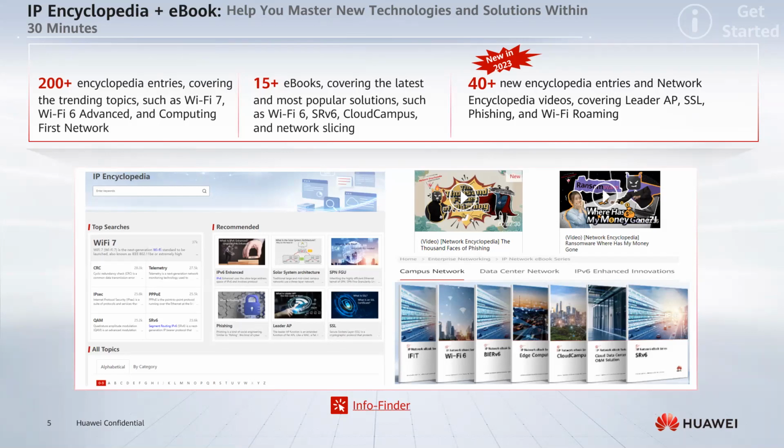What is new in 2023 is that there are more than 40 new encyclopedia entries and network encyclopedia videos covering the leader IP, SSL, phishing, and Wi-Fi roaming. And as you can see, there's an InfoFinder button at the bottom of the screen, which means that both the IP encyclopedia and ebooks are included in InfoFinder, which we will be introducing shortly afterwards.